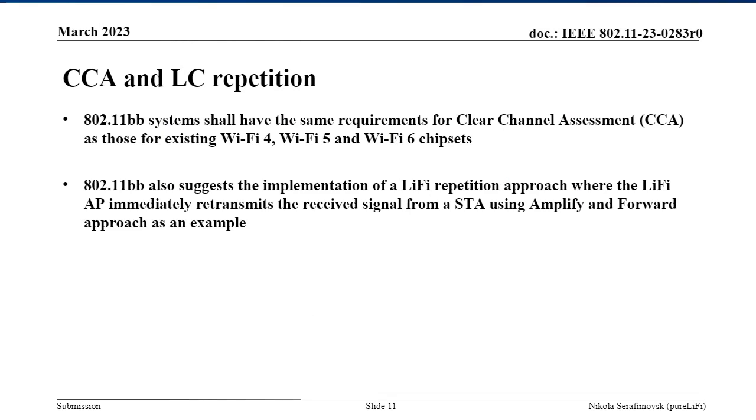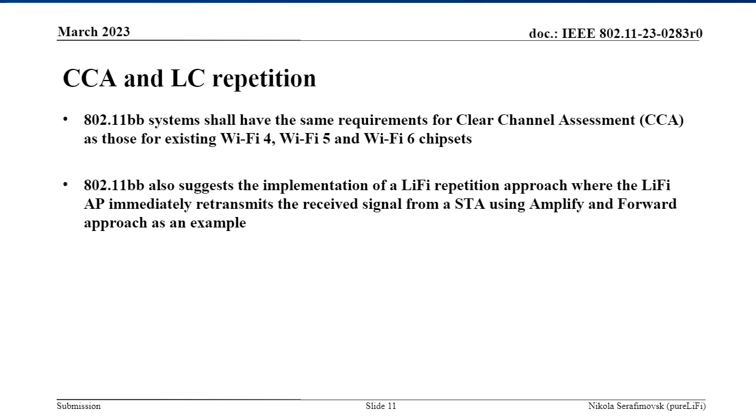The clear channel assessment is really important, and it's identical to what Wi-Fi 4, 5, and 6 use. So there's really no change to the baseline chipsets and devices that you can buy off the shelf today. However, 802.11bb does suggest the implementation of what's known as a Li-Fi repetition approach, where Li-Fi access points immediately retransmit the received signal from a user device using, for example, amplify and forward or other approaches to support the clear channel assessment, and in particular, the CSMA channel access mechanisms that are defined in 802.11.